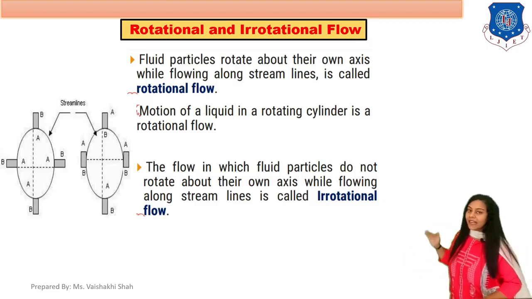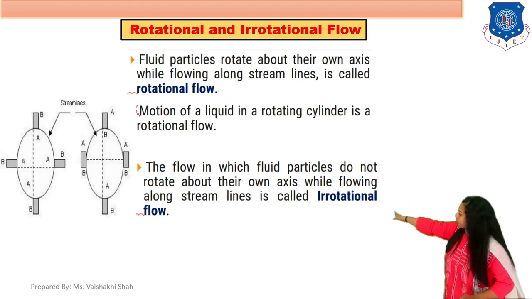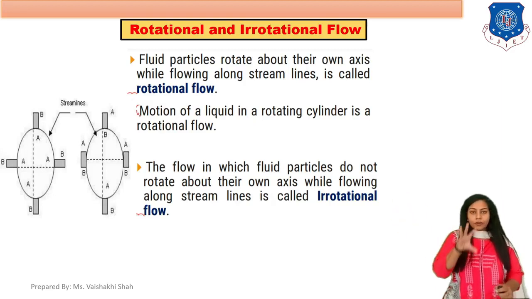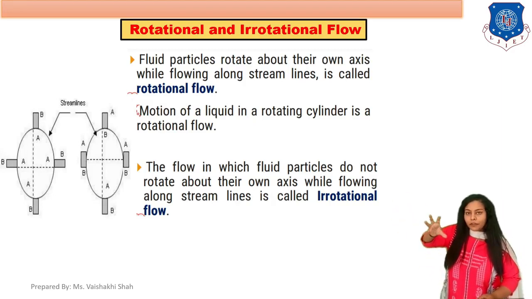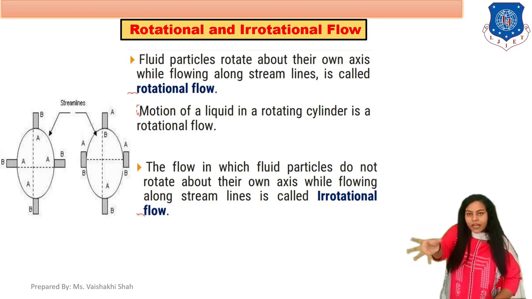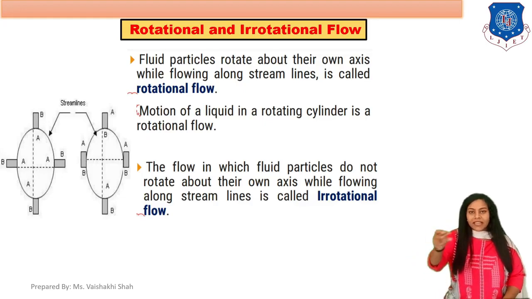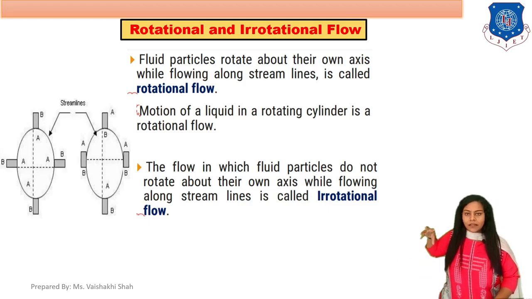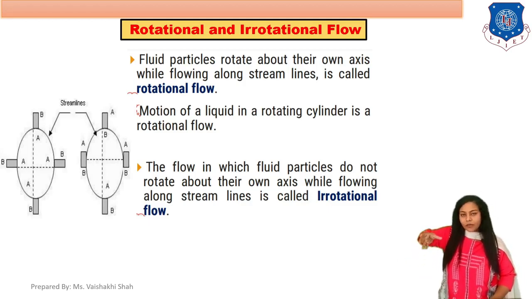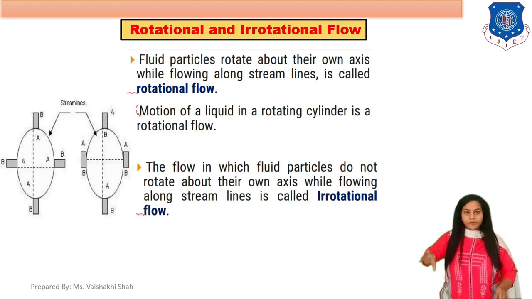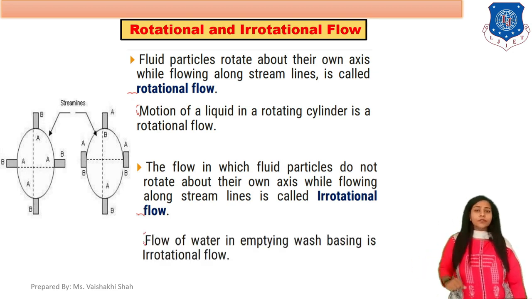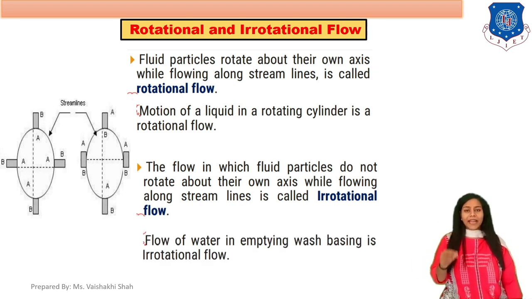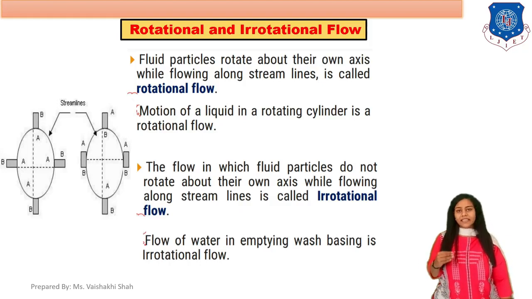You can clearly identify rotational and irrotational flow. In a rotational flow, the fluid particles are moving and rotating about their own axis. But in an irrotational flow, the particles are moving like this, they can't rotate about their own axis. The flow of water in an emptying wash basin is an example of irrotational flow.